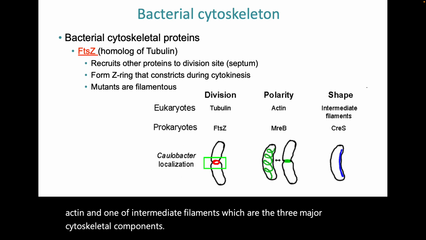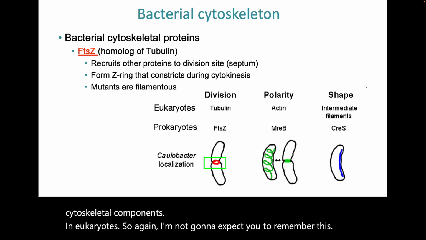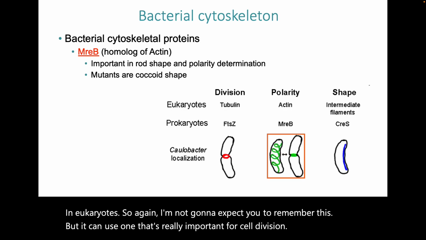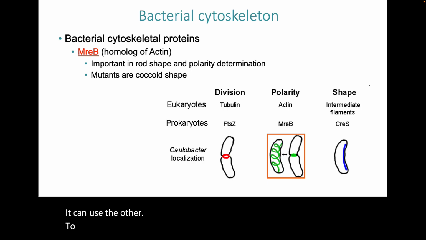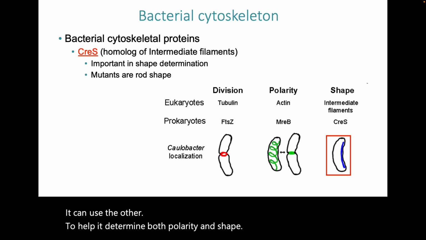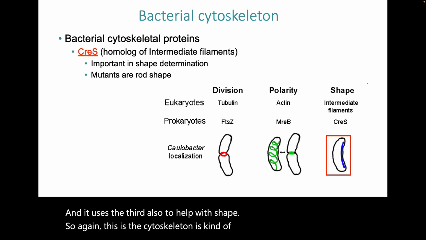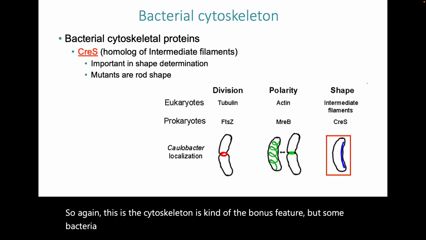eukaryotes. So again, I'm not going to expect you to remember this, but it can use one that's really important for cell division. It can use the other to help it determine both polarity and shape. And it uses the third also to help with shape. So again, the cytoskeleton is kind of the bonus feature, but some bacteria can use their cytoskeletal components to help with cell division, cell shape, and cell rigidity.